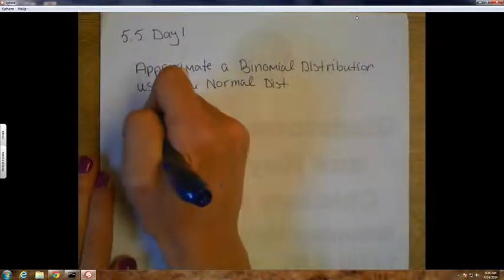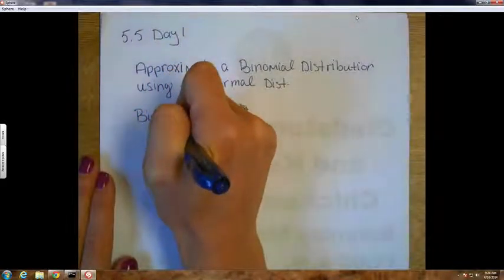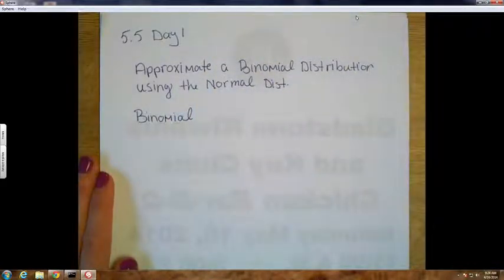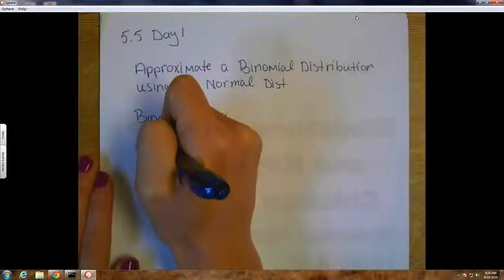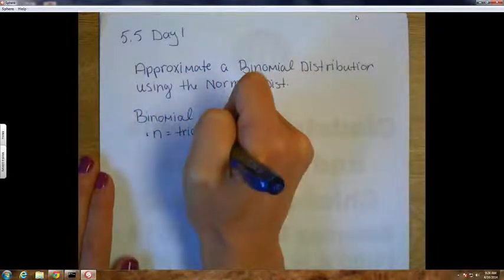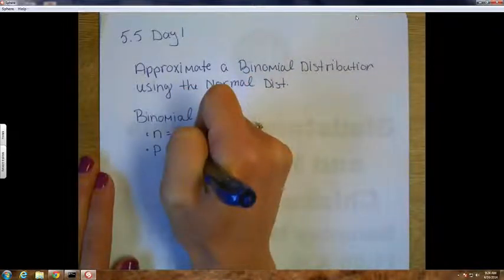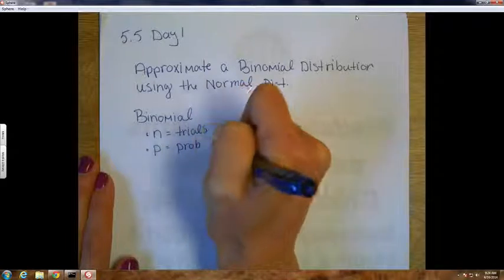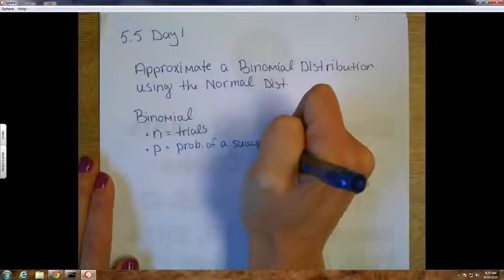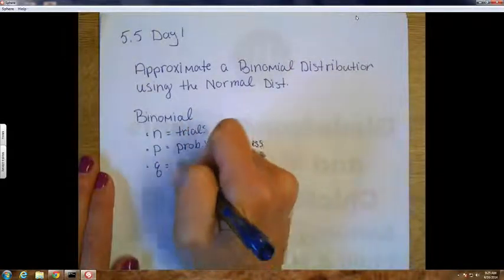The binomial. Take yourself back to chapter 4. Remember we did binomial, geometric, and Poisson? The binomial distribution, we knew exactly how many trials we were doing. We knew the probability of a success. Q was the probability of failure.